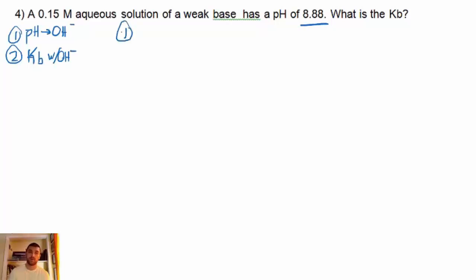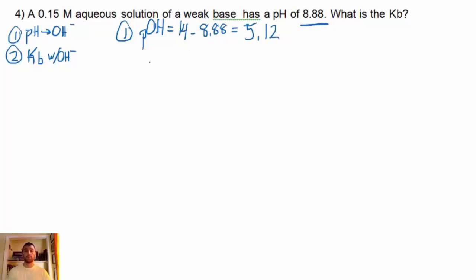So first step. If I have pH and I want the OH minus, it's probably helpful to first do pOH. So I know the pOH equals 14 minus the 8.88, which equals, oh God, my brain. I have it written down: 5.12.